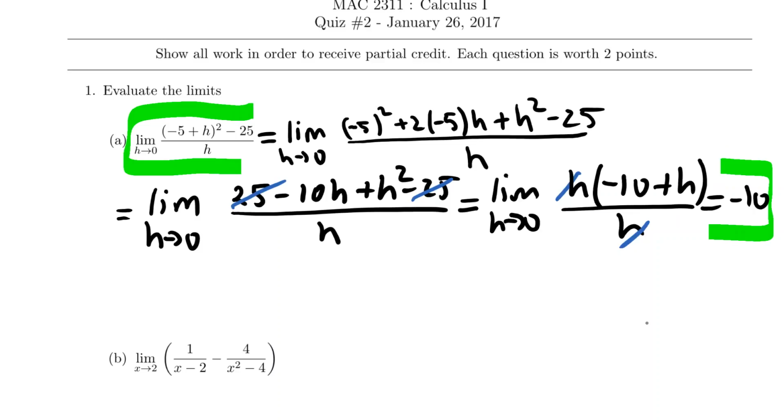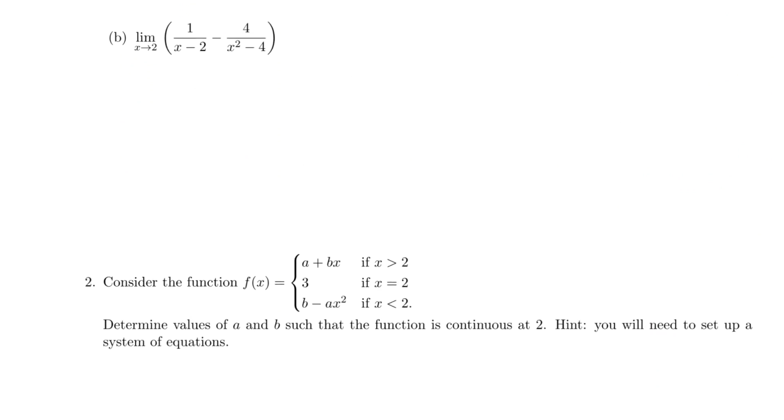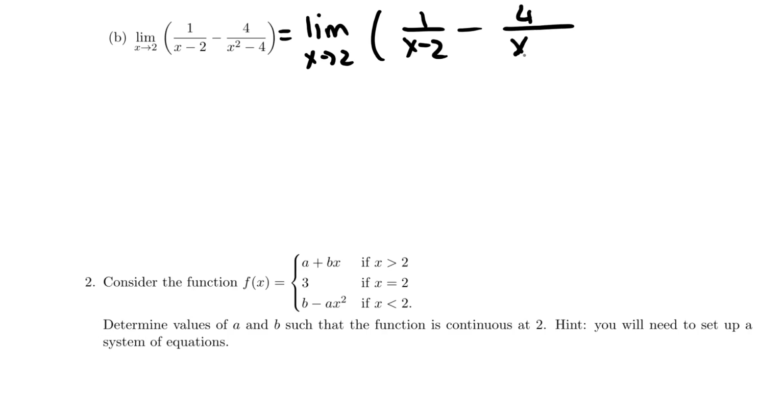Okay, for the next one, you had limit as x goes to 2. Again, we have to work it out a little bit. We can't just plug in 2. So what we're going to do is factor the denominator of the second one. So x squared minus 4 is x minus 2 times x plus 2. And then we need to bring them to the same denominator, so I need to multiply this by x plus 2 over x plus 2.